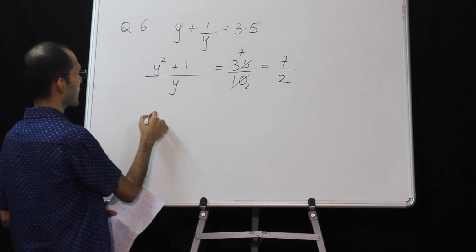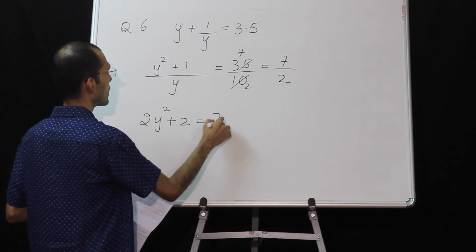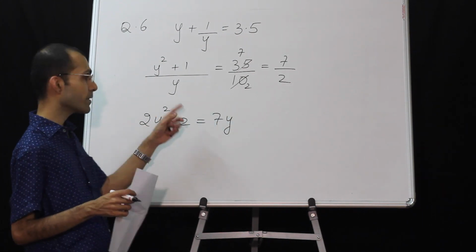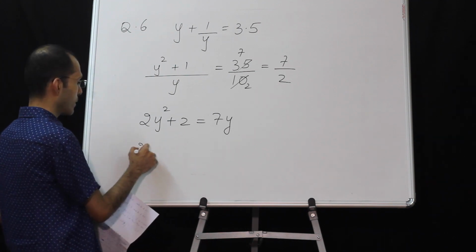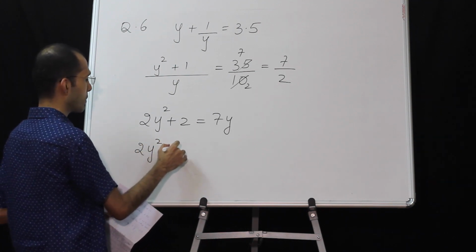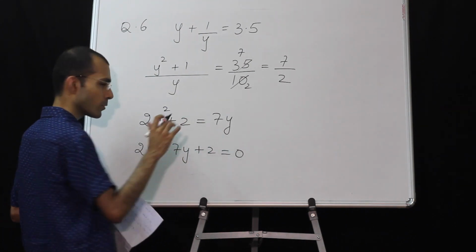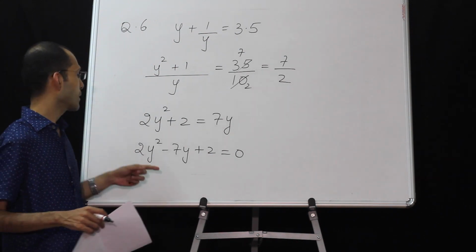Now you can cross multiply. So 2y square plus 2 is equaling 7y. Mind you, the equation is not in the standard form. We will have to bring it in the standard form. So 2y square minus 7y plus 2 equaling 0. You want to try by factorization? Try. It is not possible.